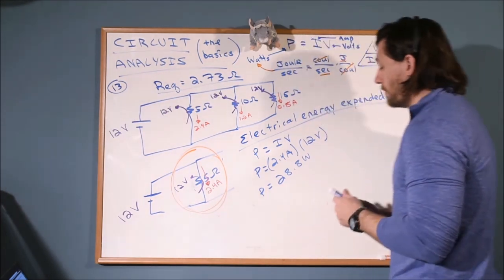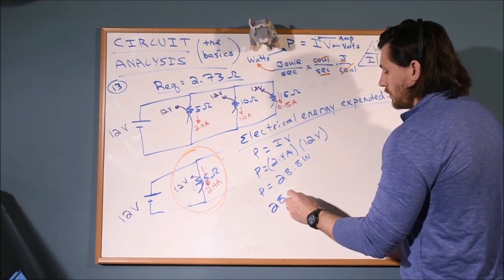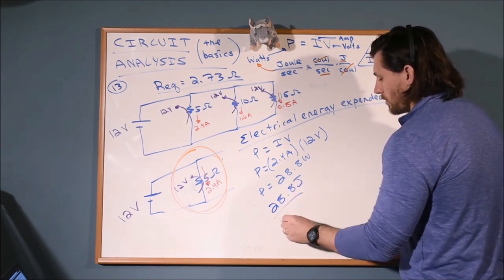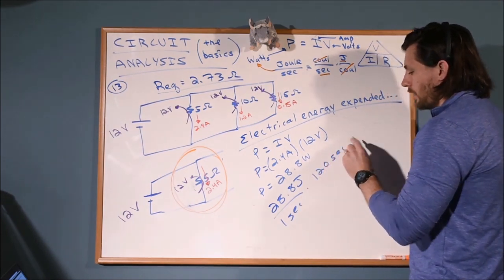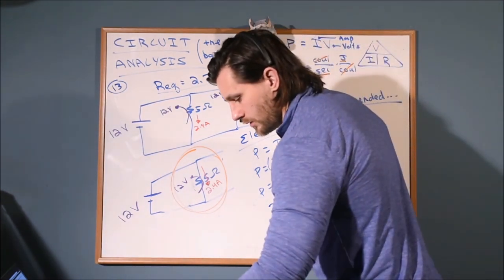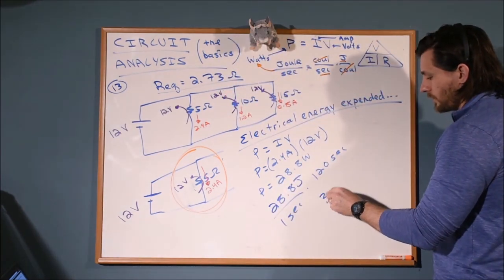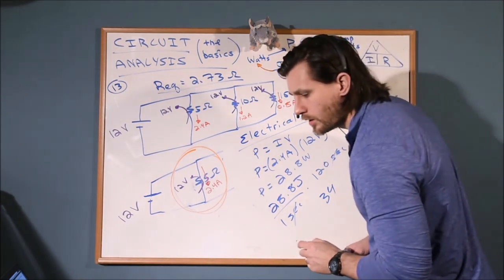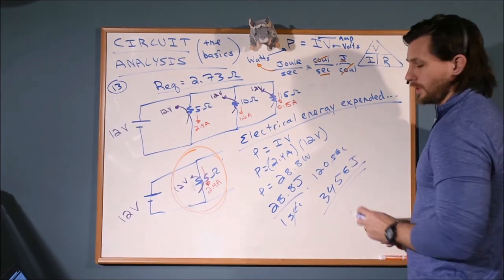It says in 2 minutes. Well, we're in MKS, so we got to go 2 minutes to seconds. So that's 28.8 joules per 1 second times 120 seconds. Multiply the two together, and you get 3456 joules, and you're done. Again, seconds cancel.